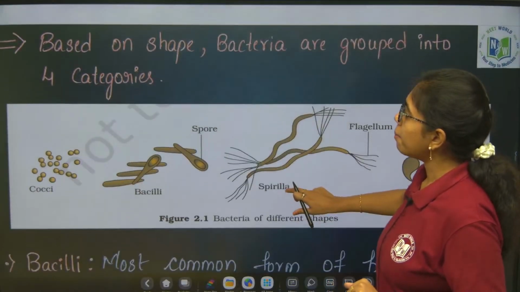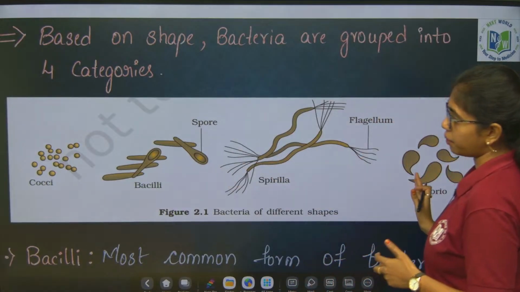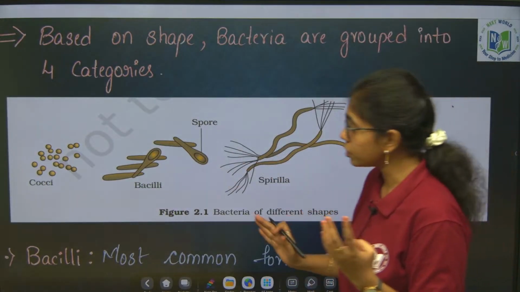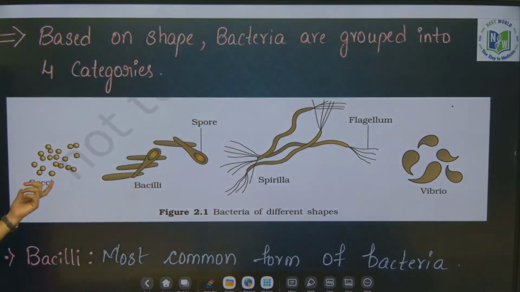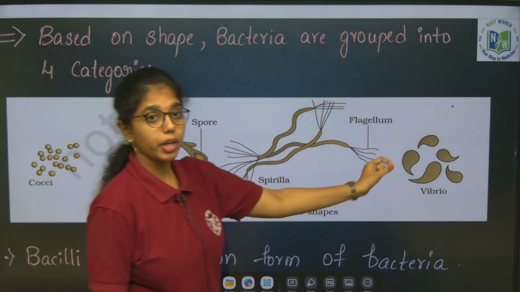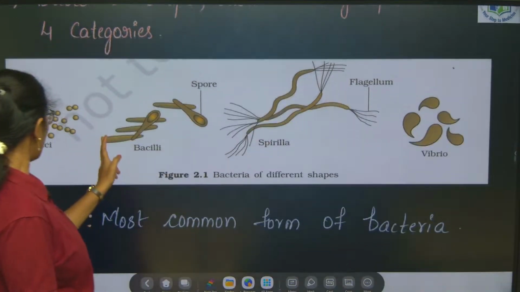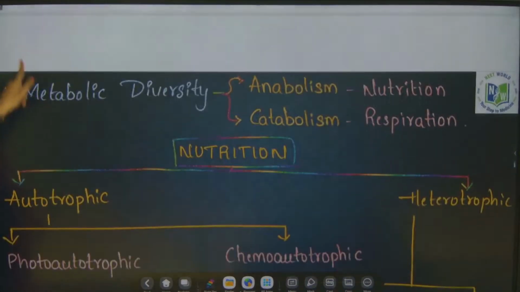Based on the shape, bacteria are of many types. They are grouped into 4 categories: cocci, bacilli, spirilla and vibrio. Cocci are spherical shaped, bacilli rod shaped, spirilla spiral shaped, vibrio comma shaped. Bacilli are the most common form of bacteria; these are rod shaped.